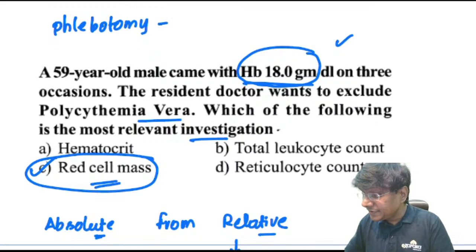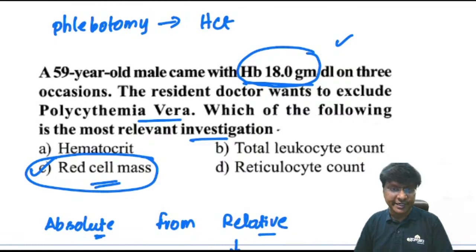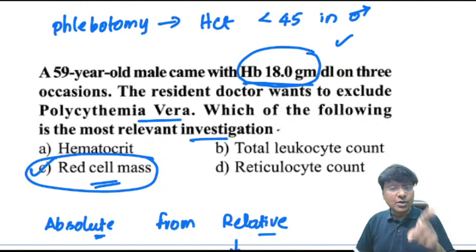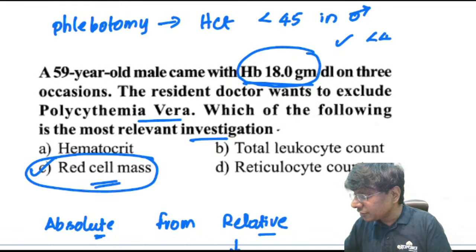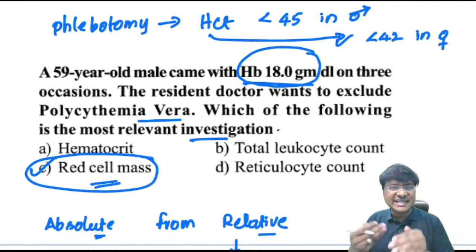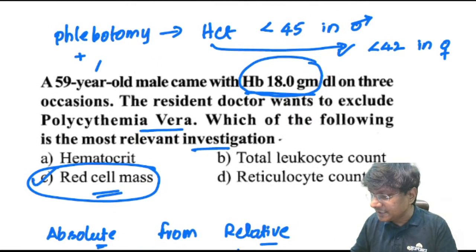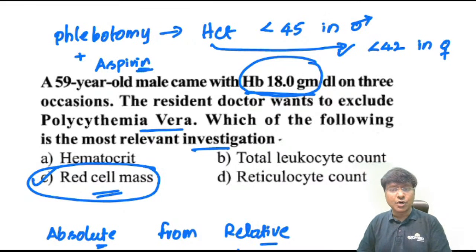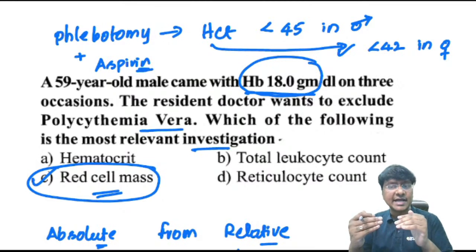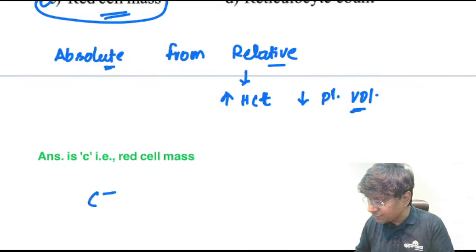And now whenever you are doing phlebotomy, what should be the goal of your hematocrit? What is hematocrit? That is RBC percentage. So your hematocrit should be less than 45 in males, and less than 42 in females. There is increased risk of thrombosis, so that is the reason why along with phlebotomy you also need to give aspirin, 75 to 81 milligrams daily. It is often prescribed. Now apart from phlebotomy and aspirin, in certain scenarios where you are unable to do phlebotomy, in such cases what you need to give is chemotherapy.